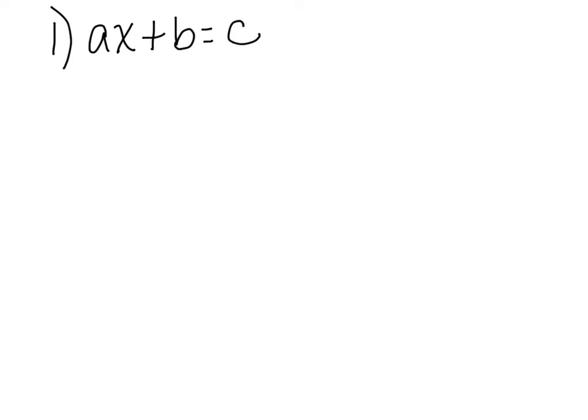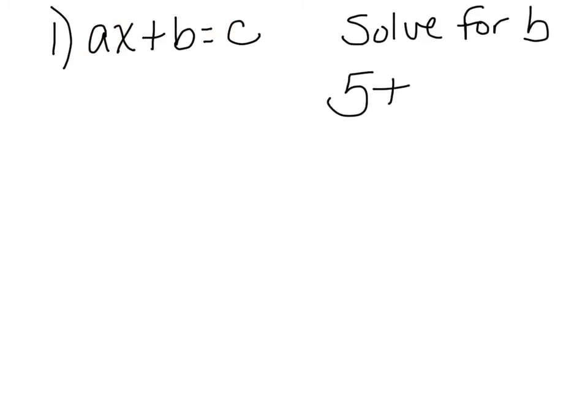But I want to solve for b. What does that mean? I want to get the b by itself. So let's pretend I want to get the b by itself. If you don't know what to do, pretend this is a number and this is a number. So pretend you have something like this: 5 plus b equals 7. What would you do first over here?